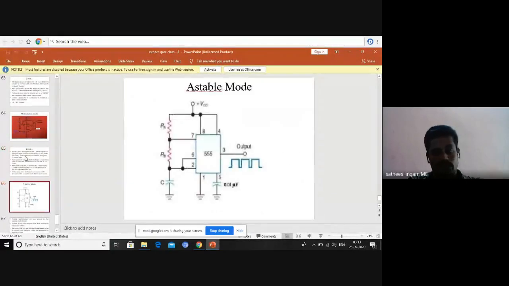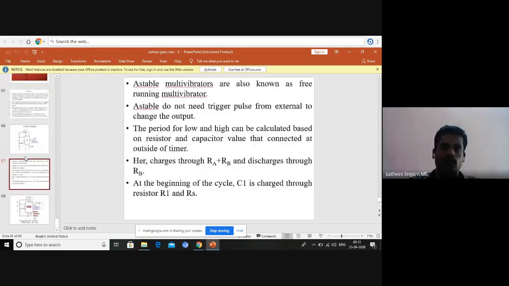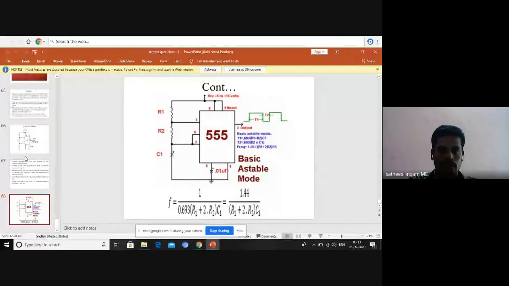Okay, we are not supposed to make you bored. So anyway, astable mode is free running. On the output side, astable is very important because it doesn't require any trigger pulse. Without any trigger pulse, the output is received as square pulses. Like a multivibrator, you can call the astable multivibrator a free-running multivibrator. This is the common, basic astable multivibrator.